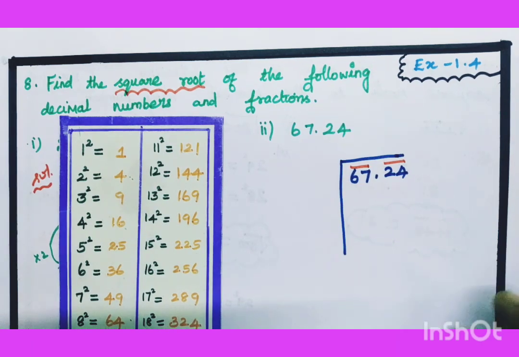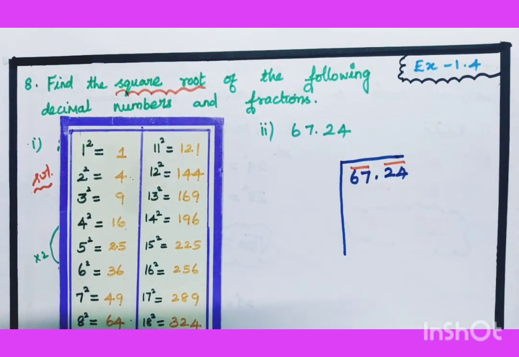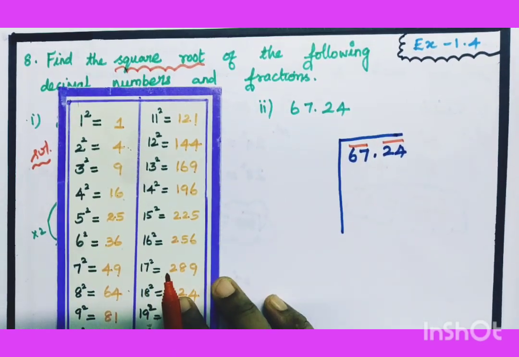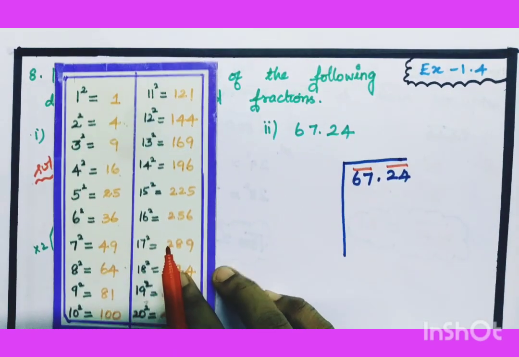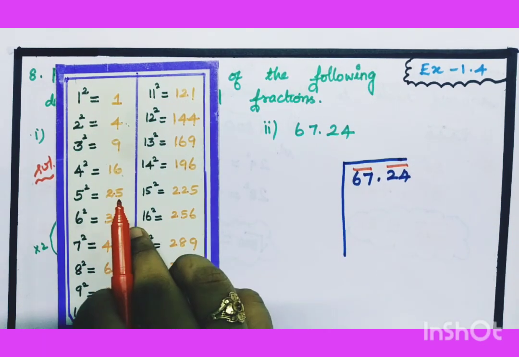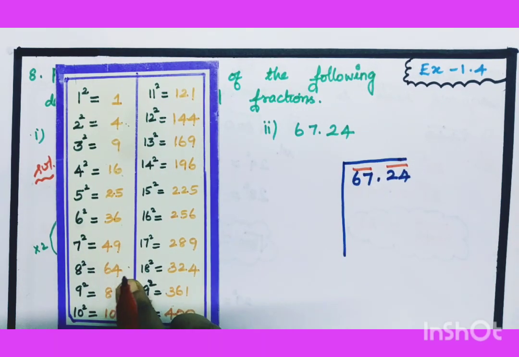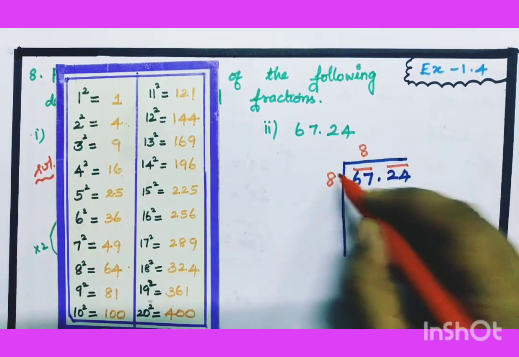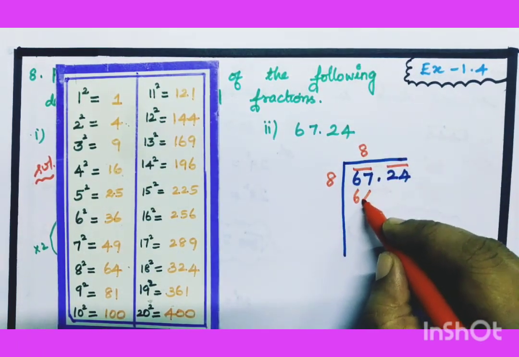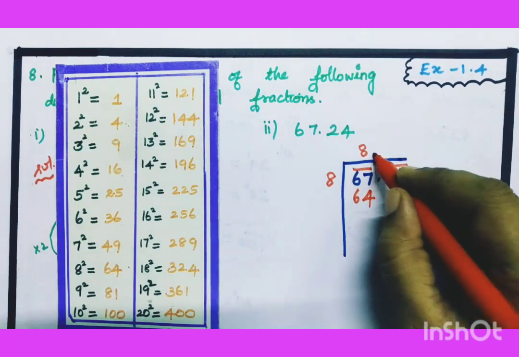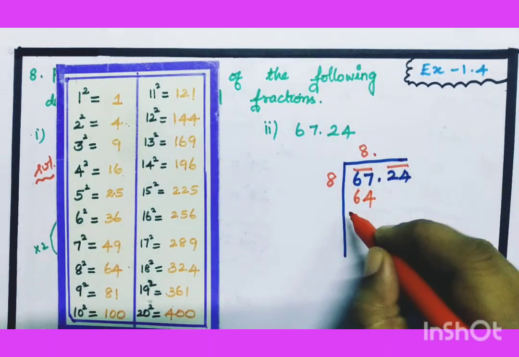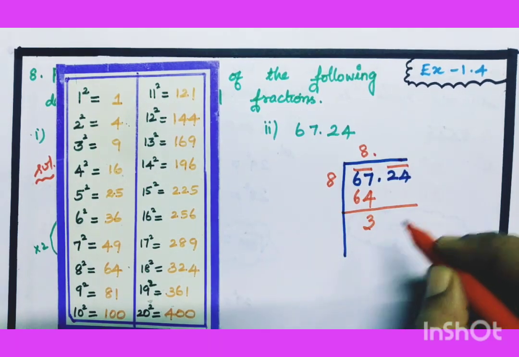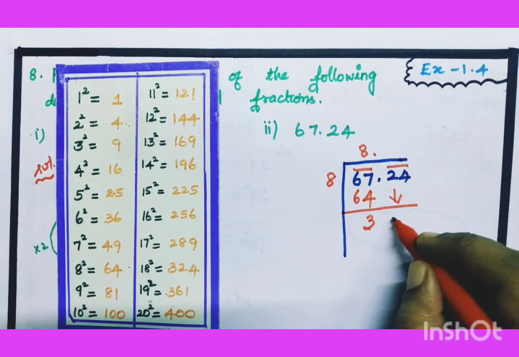Next, see, 67 is not a perfect square. So it will be 8 squared. Yes, I am going to try with 8. 8 8s are 64. The point is there, give the point also. Okay, and next. So 67 minus 64 is 3. Write down the next pair.